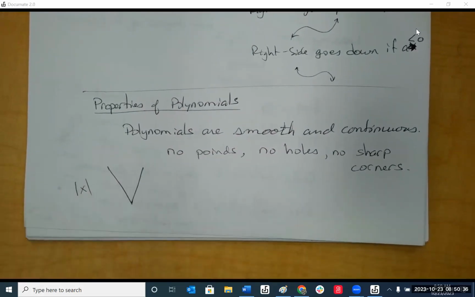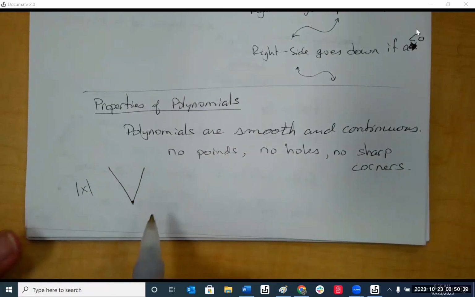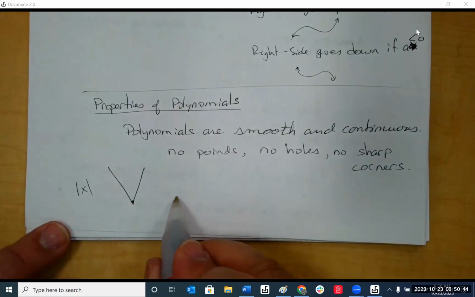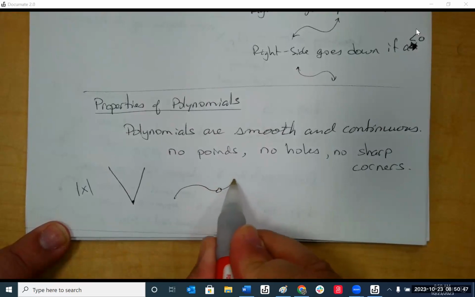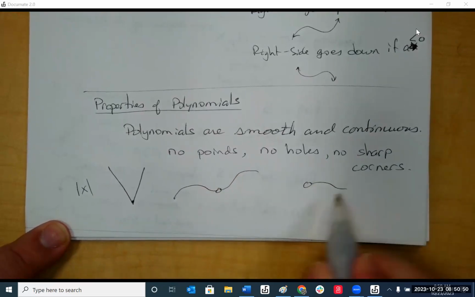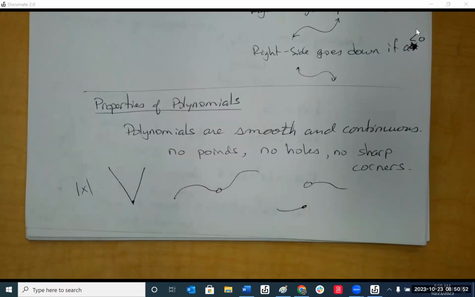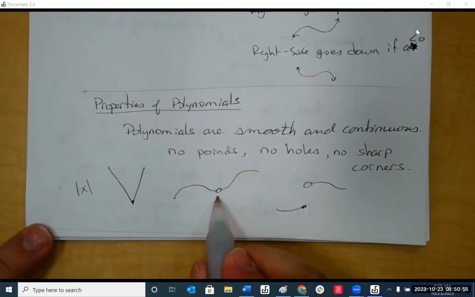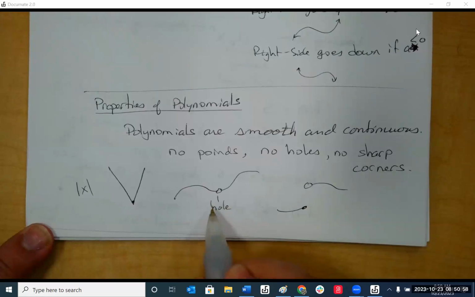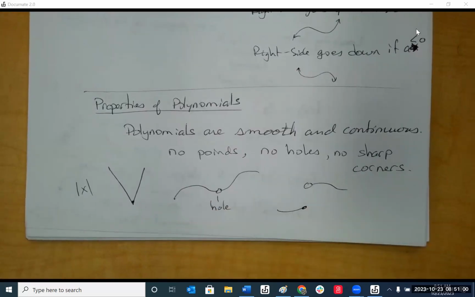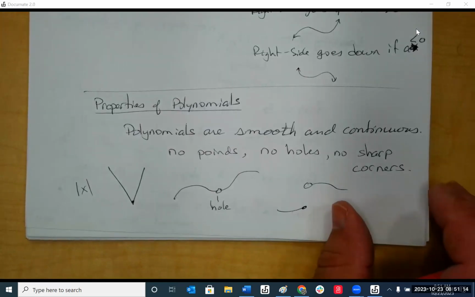This is the absolute value of x. It's not a polynomial because it's got a point. If it has a hole, it's not a polynomial. Or if it has a jump discontinuity, it's not a polynomial. So far, so good?